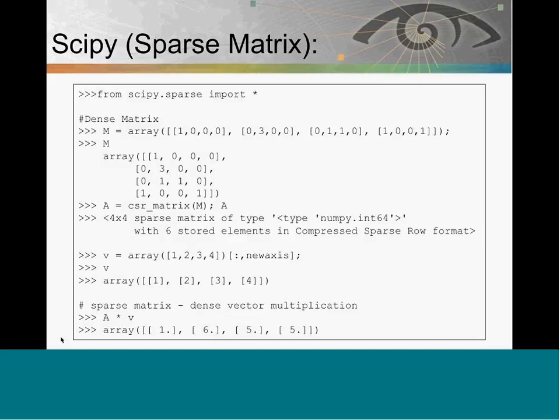Now we want to do the sparse matrix multiplication. As you see in these slides, I have the dense vector, which is V. So I can do A multiply V, and that way I will get the sparse matrix dense vector multiplication output.